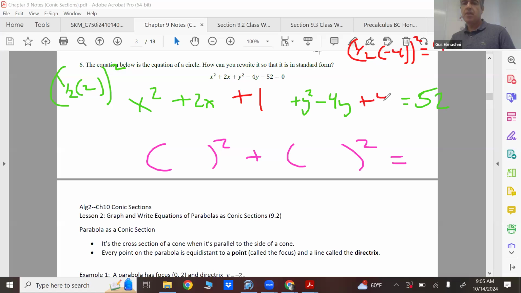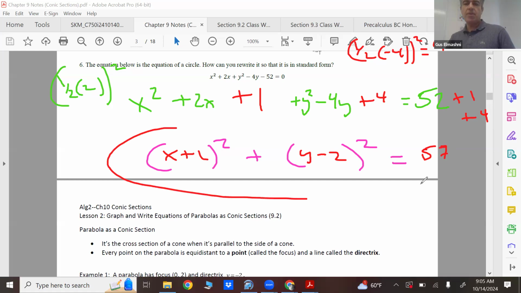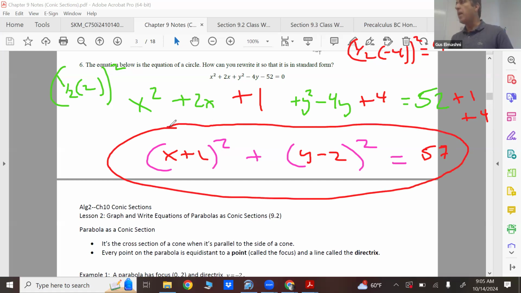So you put plus 4. And whatever you add to the left side, you must add to the right side, right? For balance. So you get 57, I think. And that's (x + 1)² + (y − 2)² = 57. And that's how you can write the equation of a circle in standard form, because now I can easily identify the center, which is (−1, 2), and the radius squared is 57. Done. That's called completing the square.